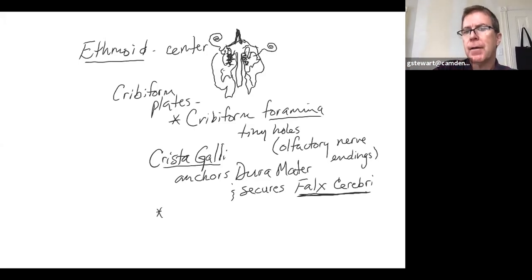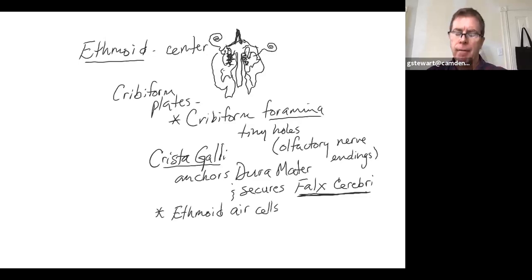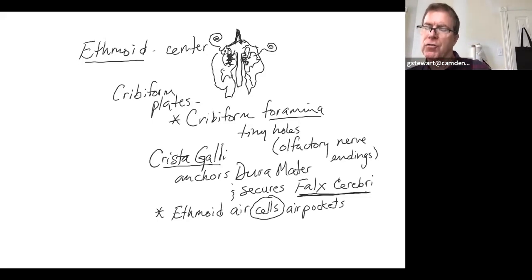And finally, last thing about the ethmoid, the bone tissue contains ethmoid air cells. And the word cells here is not referring to cells like human cells in tissue, like an individual cell. This is referring to air pockets or air cavities, like a jail cell. We use the term jail cell to describe a space, not necessarily a biological cell.